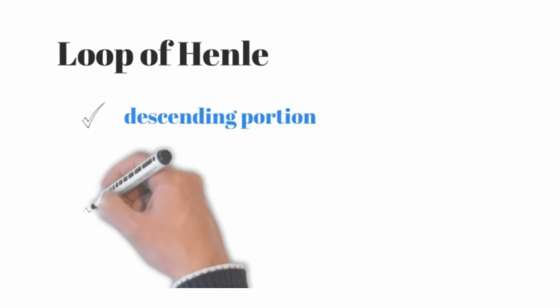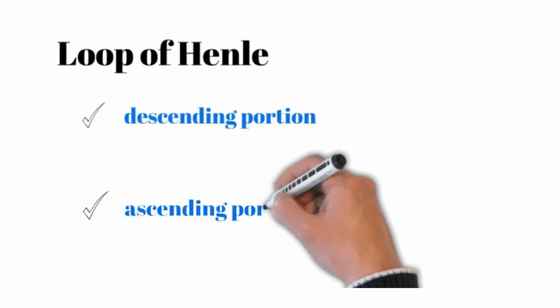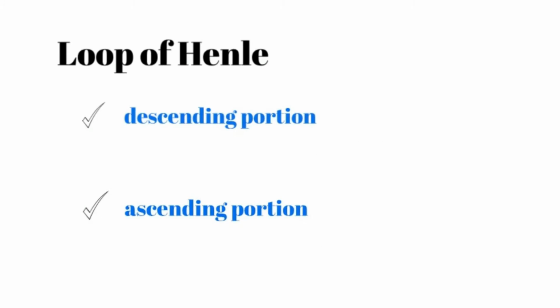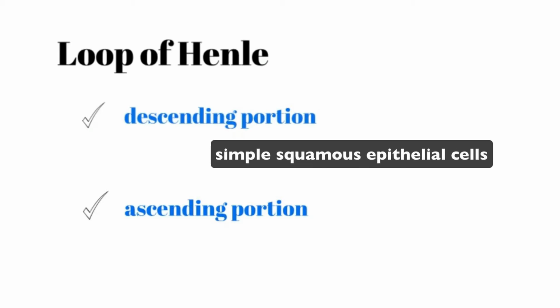Okay, so once again, the loop of Henle has a descending portion that is made up by the thin segment. It is thin because the lumen is lined by simple squamous cells that are mainly permeable just to water. It is not permeable to any solutes, any of the filtrate, only the water.